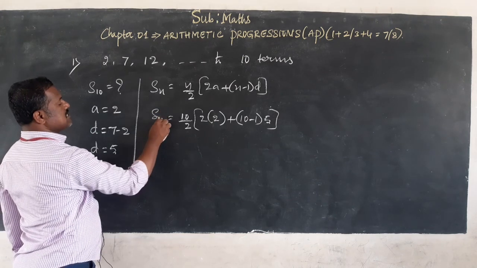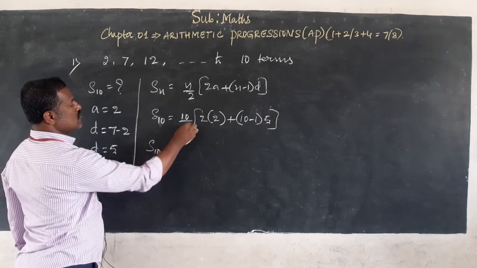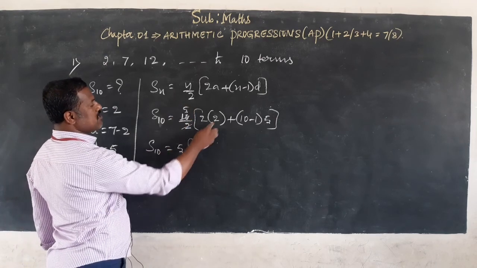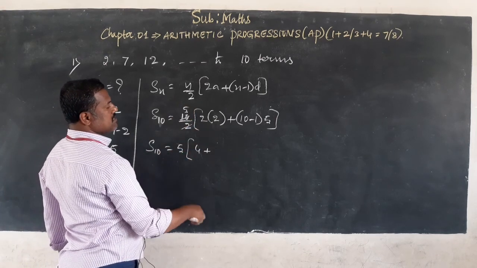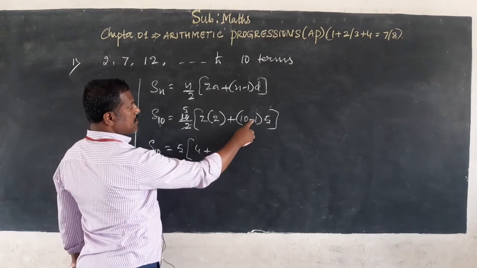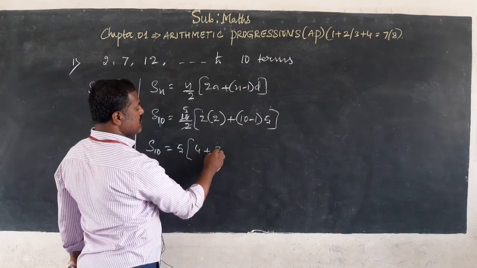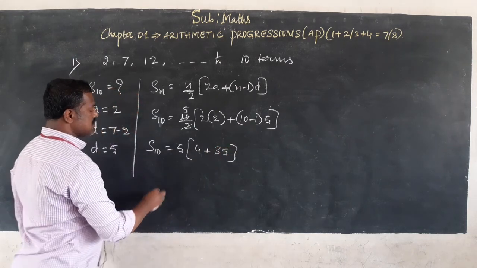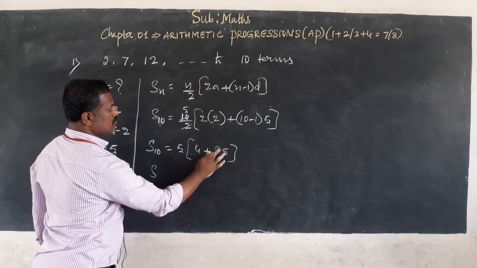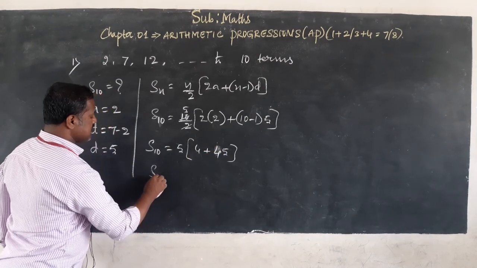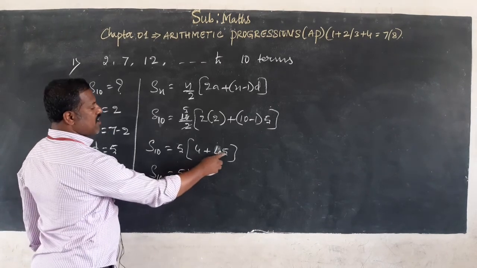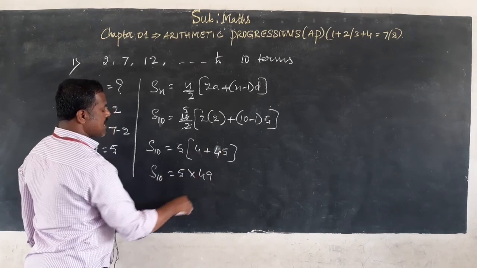So that is S10, which is equal to 2 ones are 2, 5 twos are... 5 open the bracket, 2 twos are 4 plus 10 minus 1, 9. 9 fives are 45. Understand, children? Sorry, 45. That is S10, which is equal to 5 into 45 plus 4, 49.